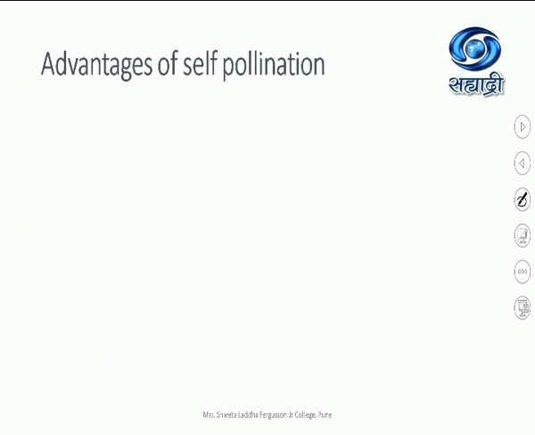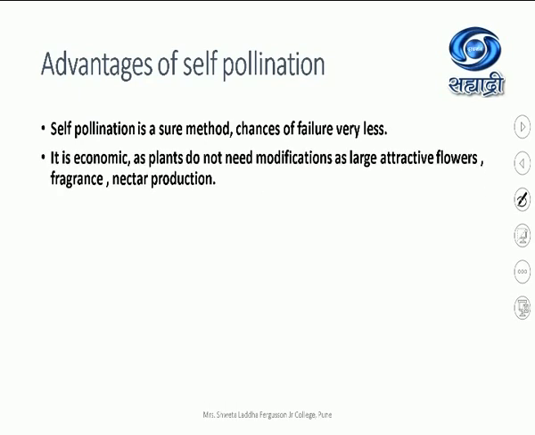Now let us see what are the advantages of self-pollination. Self-pollination is a sure method. The chances of failure are very less because pollination is taking place within the flower or between two flowers but on the same plant. So it is a sure process of pollination. It is economic. Flowers do not have to modify themselves.